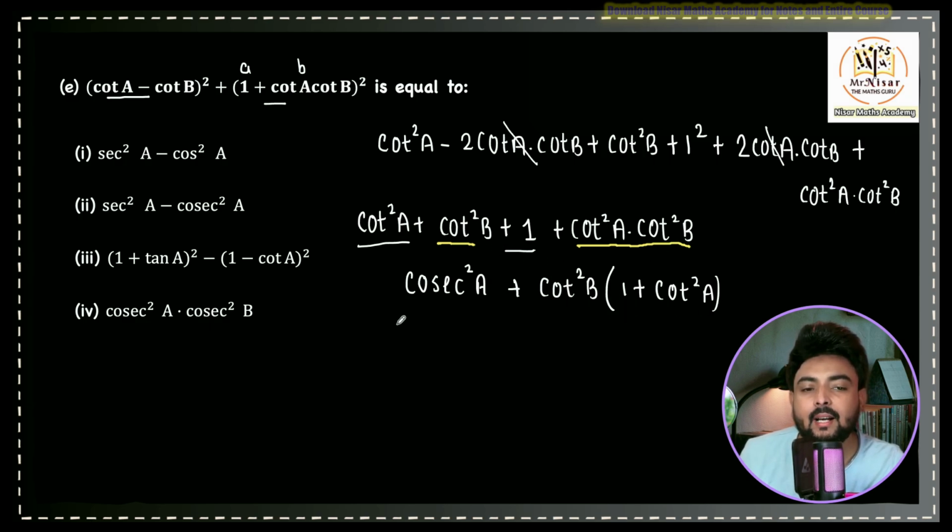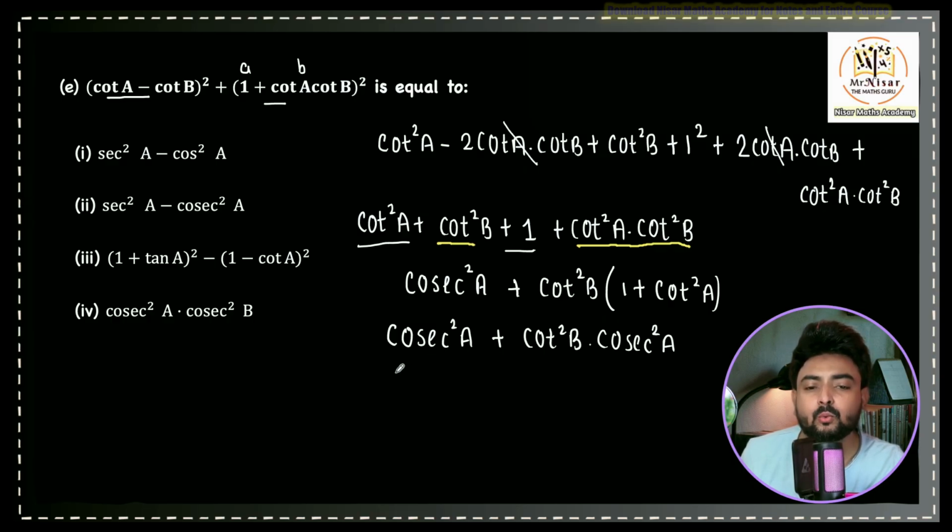Now I can see that 1 plus cot square a. What is 1 plus cot square a? Yes, 1 plus cot square is cosec square. So I'll say that this is cosec square a.